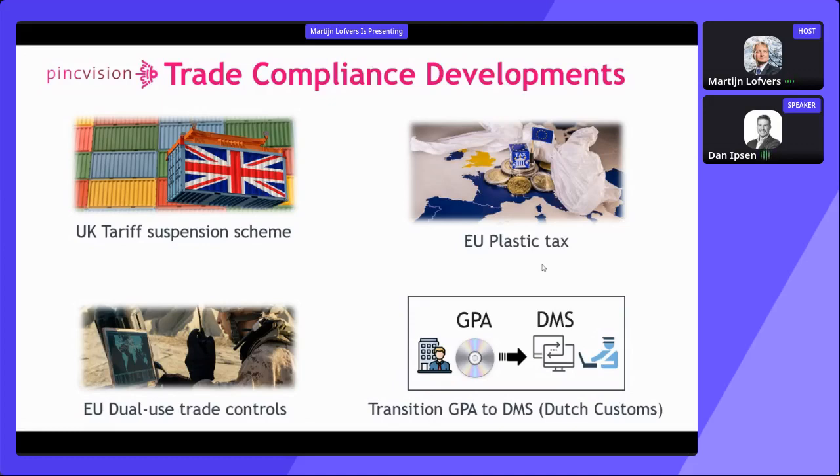The final one is a Dutch-specific new transition that's going on. It's the gradual transition from what was known as the GPA process, where you could do monthly import declarations for your business, transitioning into the DMS, which is a management system of your customs duties in the Netherlands. It now requires transactional data, a transactional declaration, for everything, and provides a much higher level of scrutiny for all your data as you import it, rather than having that lead time to get your ducks in a row and file your customs declaration.